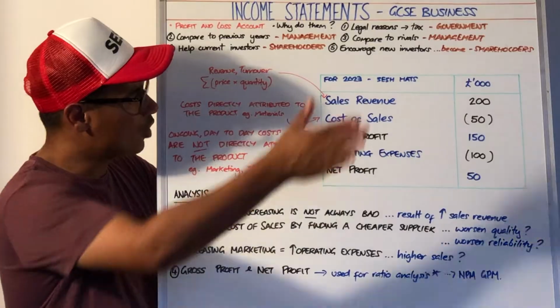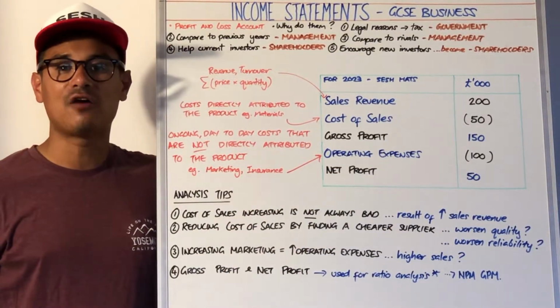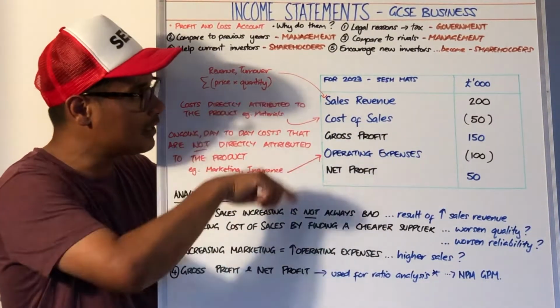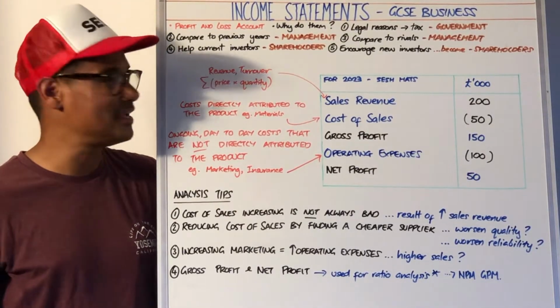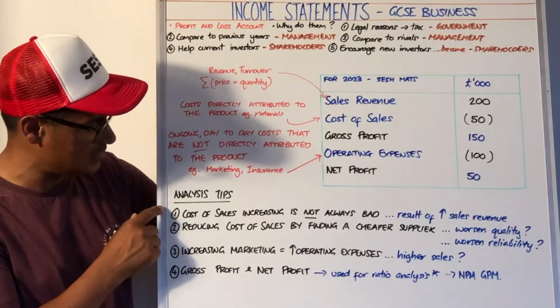So there we go, we've got the income statement there. Other things to watch out for are some analysis tips when you're looking at this, because there might be longer questions and you might be expected to do a little bit of digging around the income statement. So the classic things to look out for.